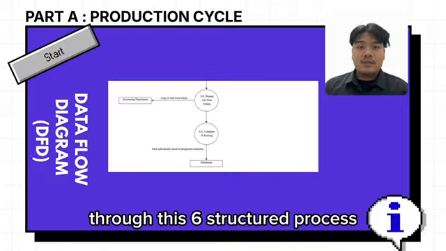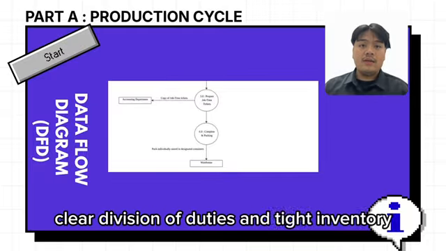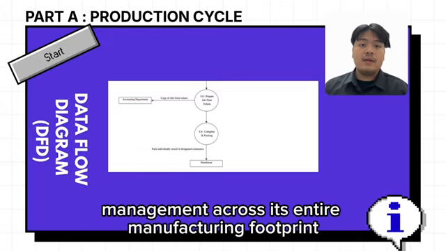Through this structured process, Yasas Textile ensures complete visibility, clear division of duties, and tight inventory management across its entire manufacturing footprint.